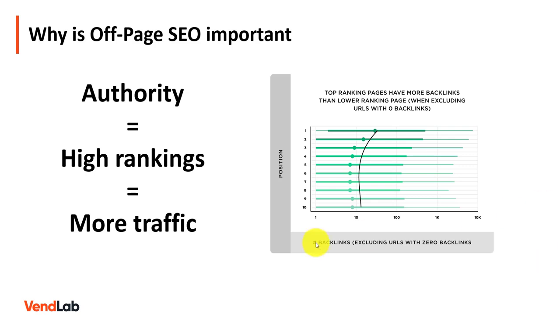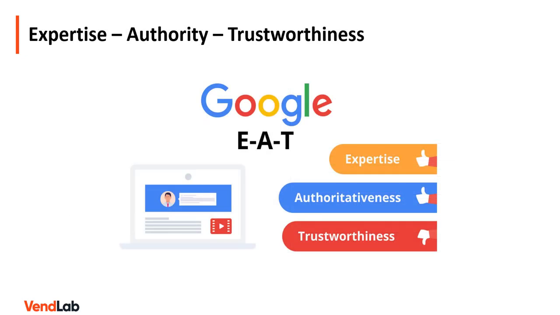So in this diagram here, we have backlinks along the bottom and position, and as you get more links, you would get a higher position. So fundamentally, the authority of your website leads to higher rankings, leads to more traffic, which would lead to more sales. While links are the most important SEO signal, Google states that they use other off-site signals to analyze your website.